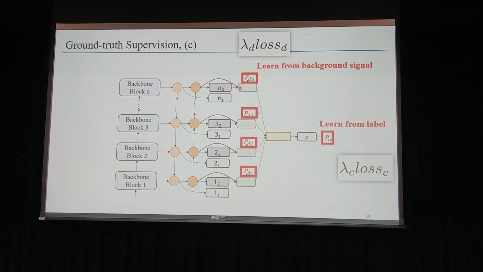And the third and fourth loss: the classification results of the drop feature are supervised by 0. Here, we call it loss drop, and we multiply by lambda drop. And the combiner is supervised by ground truth here. We call it loss combiner. We will multiply by lambda combiner.